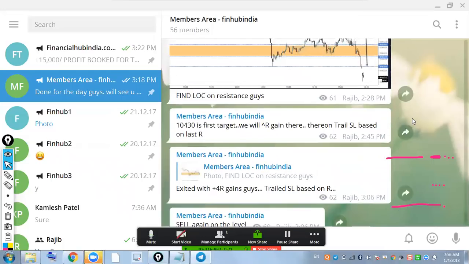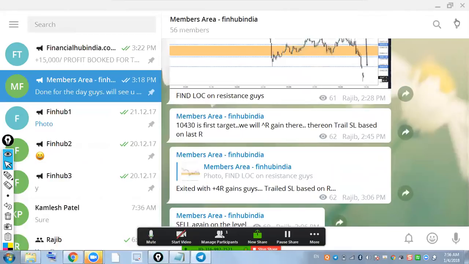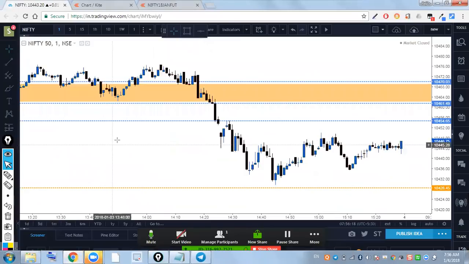Okay. So this was the trade, exited with the gains, guys. Okay. So that's it. That's it for today, from yesterday's market, and hopefully I'll be seeing you guys tomorrow with the new trades.